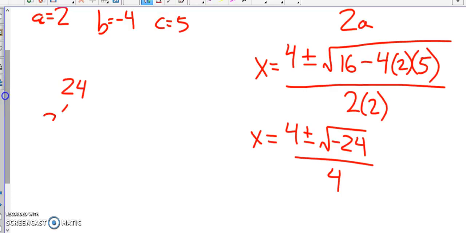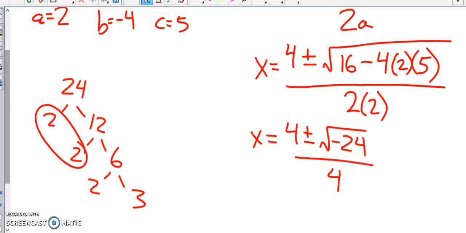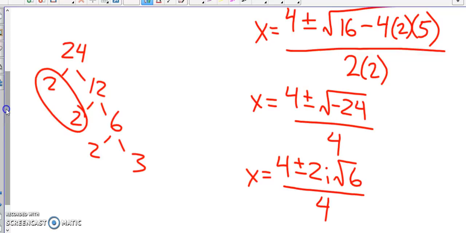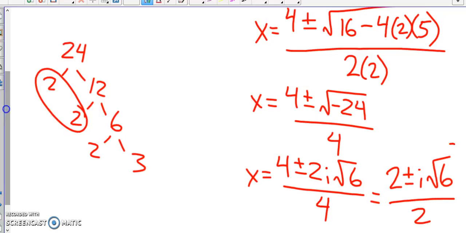So we got 24, 2 and 12, 2 and 6, 2 and 3, a pair of 2's. 2 times 3 is 6, so that would be 2 square roots of 6, but because that's negative, it'll come out imaginary, so that would be 2i square roots of 6. X equals 4 plus or minus 2i square roots of 6 over 4. Notice that the 4, the 2, and the 4 are all divisible by 2, so this would be 2 plus or minus i square roots of 6 over 2.